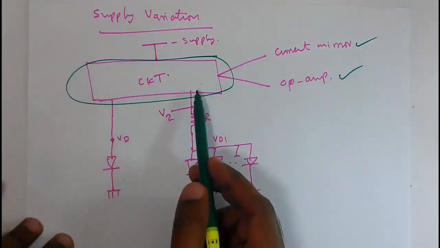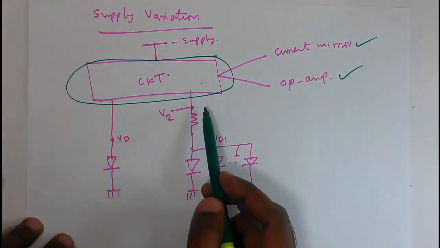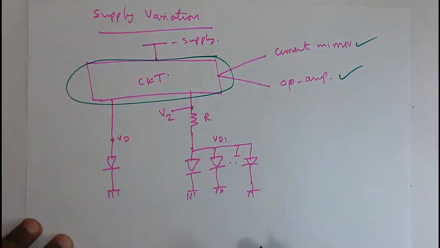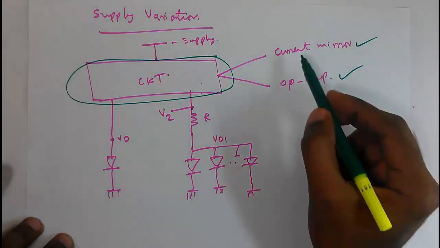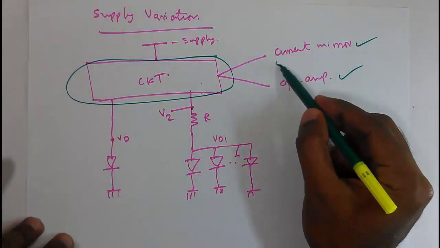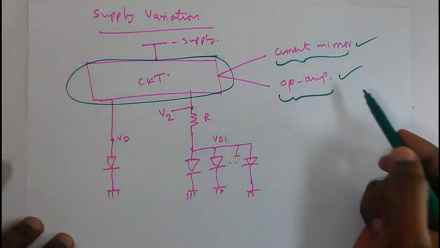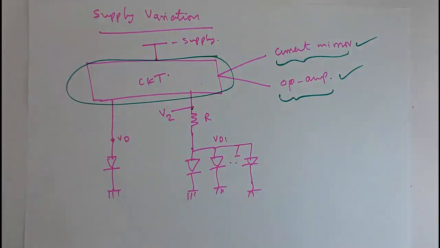So if you design some circuit to ensure that Vd equals V2, it should ensure that Vd equals V2 even if supply variation is present in the system. So how good is our current mirror, or how good is our op-amp's arrangement to make Vd equal to V2? It will automatically be robust to supply variation. So we need not design any separate circuit for supply variation in the bandgap reference.